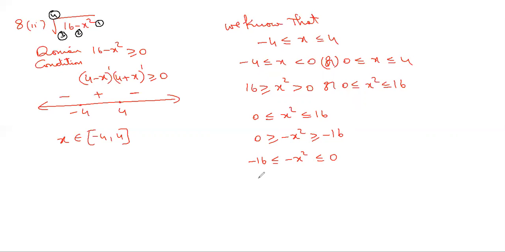And the third goal is we need to know where 16 minus x squared lies. For that, we need to add 16 throughout. 16 minus 16 is less than or equal to 16 minus x squared is less than or equal to 16. I added 16 throughout. After that, this becomes 0 is less than or equal to 16 minus x squared is less than or equal to 16. Luckily, we got 16 minus x squared only in the positive interval.